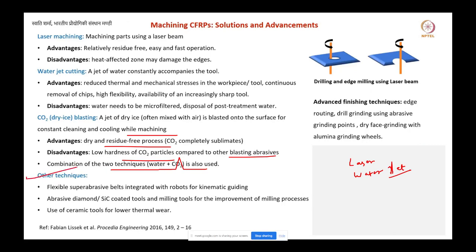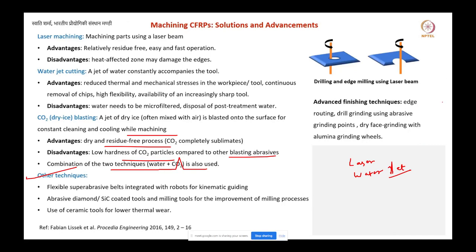There are some other techniques which you can use for the machining of your carbon fiber reinforced plastics, where you can use flexible super abrasive belts integrated with a robot for kinematic guiding, abrasive diamond silicon carbide coated tools and milling tools for the improvement of milling processes. Ceramic tools can also be used for lower thermal wear.